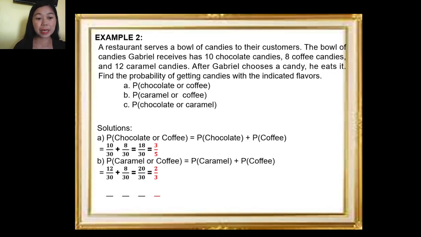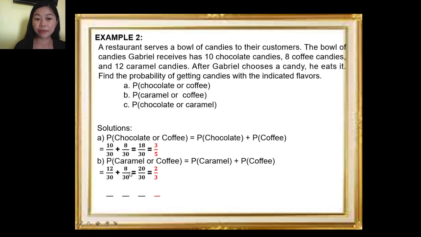Okay, for letter B, what is the probability that it is caramel or coffee? So again, iba yung flavor na caramel, iba yung flavor na coffee, so wala silang intersection. That's why the formula is just the probability of caramel plus the probability of coffee. So ilan yung caramel candies? So there are 12 caramel candies over the total number of candies, 30. So that's the probability that it is caramel.